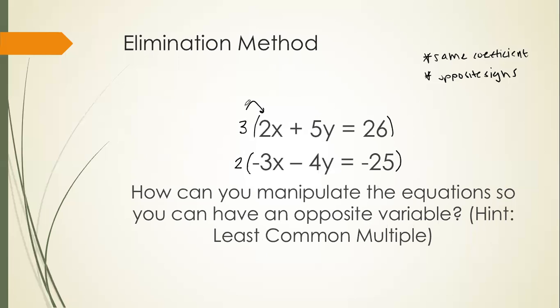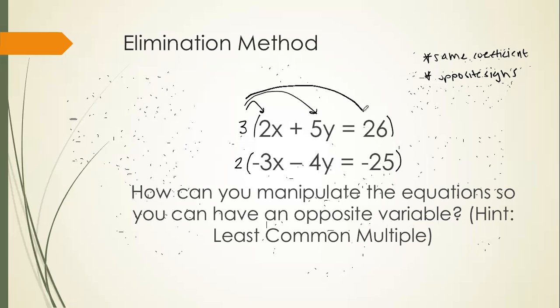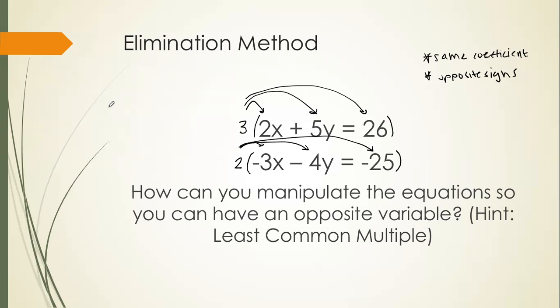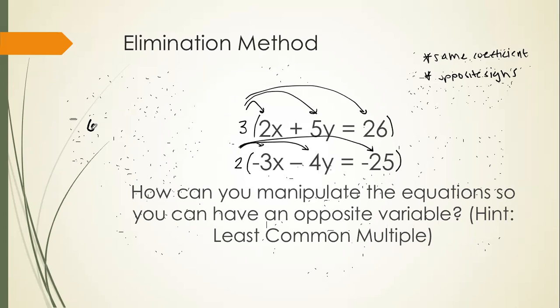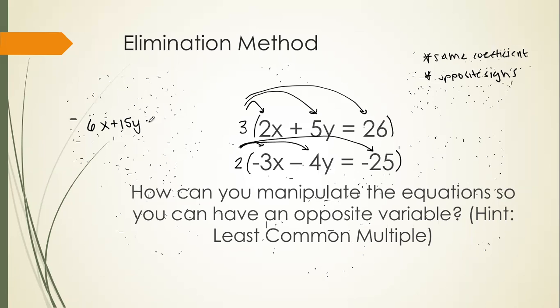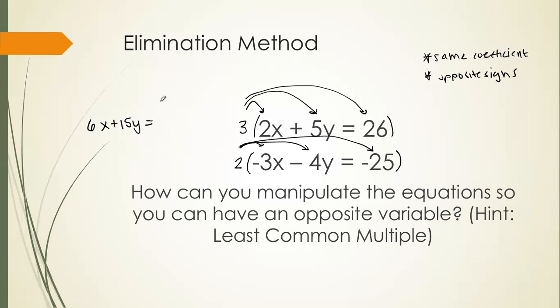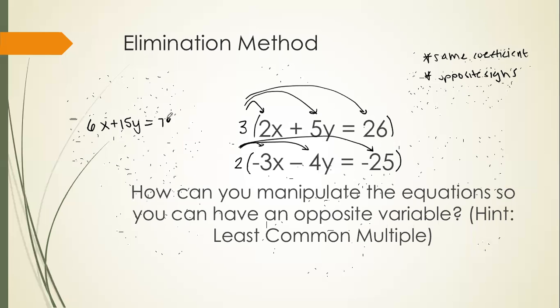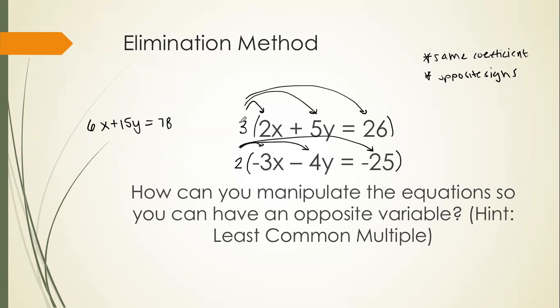So let me go ahead and distribute my 3, and I'm gonna distribute the 2. So the first equation will become 6x plus 15y equals, what's 26 times 3? 78. Because 3 times 2x is 6x, 3 times 5y is 15y, 3 times 26 is 78.